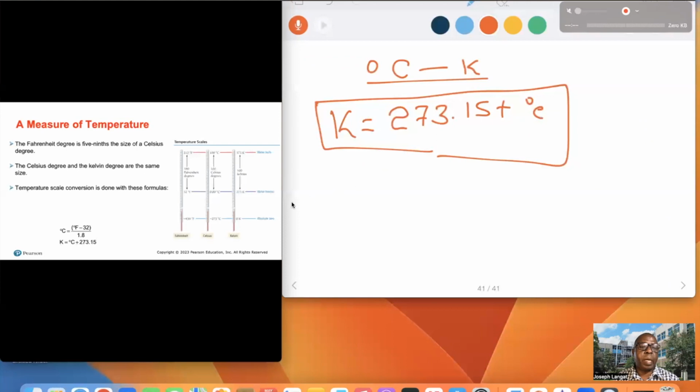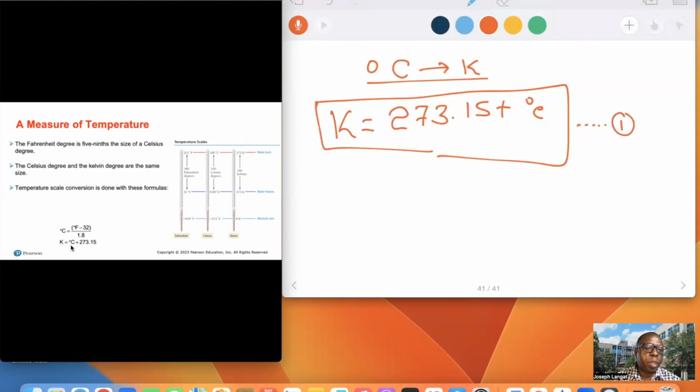This is what I was writing down: if you want to change the temperature from degrees Celsius to Kelvin, let's call this equation 1. Given the temperature in degrees Celsius, you add 273.15. So changing degrees Celsius to Kelvin, 273.15 plus the temperature in Celsius.